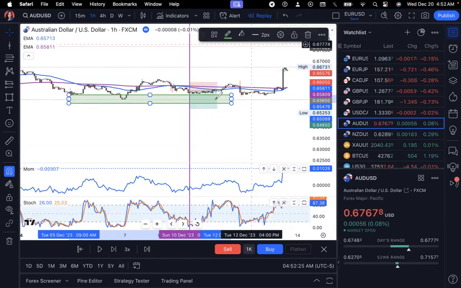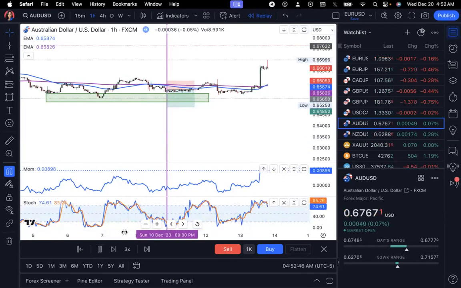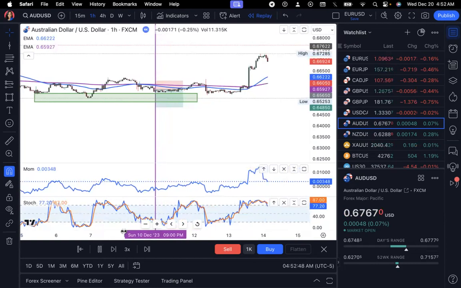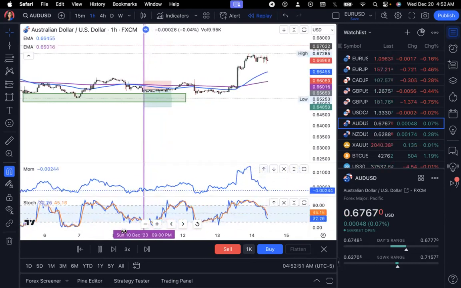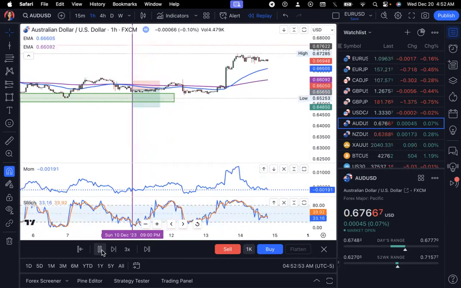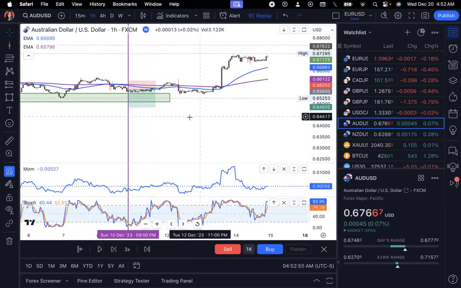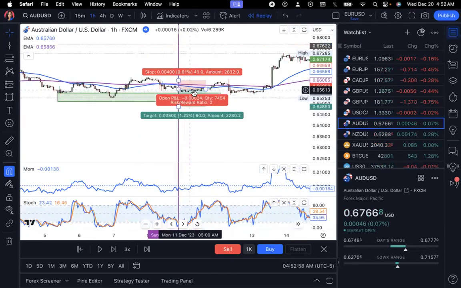Another thing I could have paid attention to was the stochastic crossing back up. Because remember, once the stochastic crosses up and once the momentum crosses up, the market will be turning around for a buy. So because I missed those two things, this trade did not go in my favor. I was stopped out and this market continued to climb.